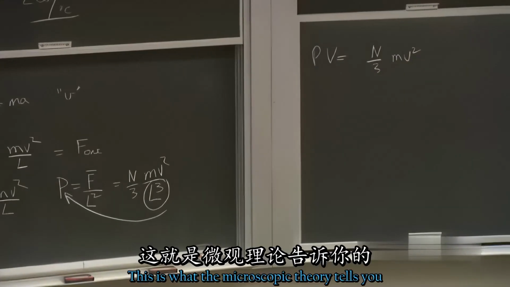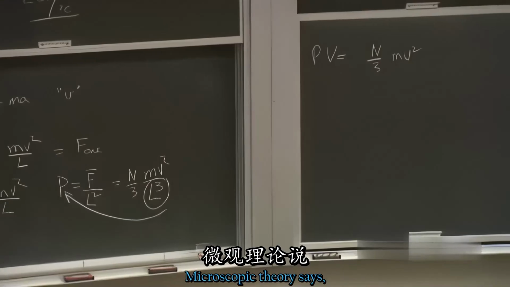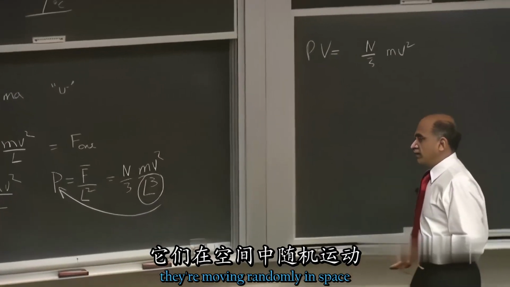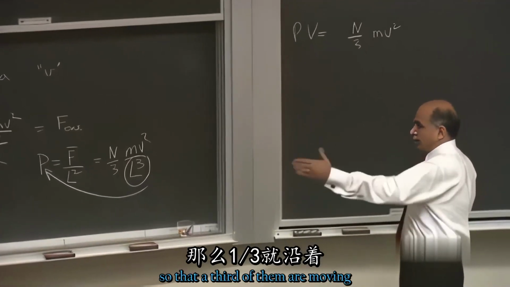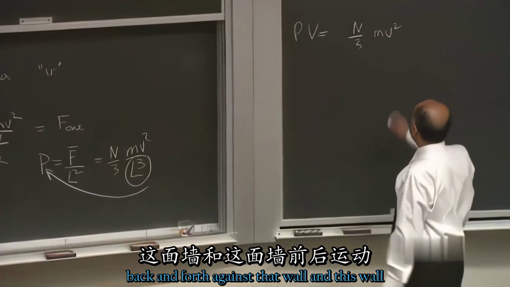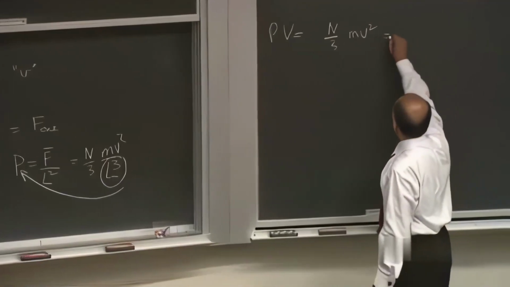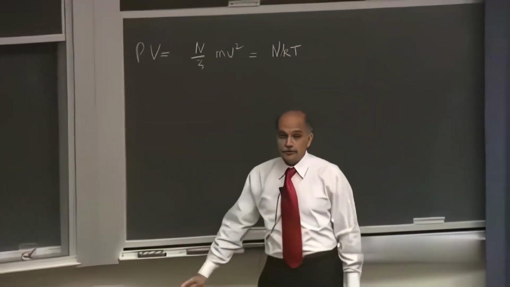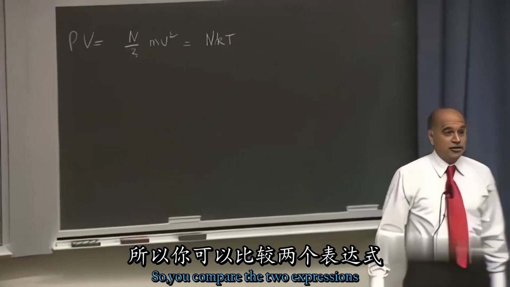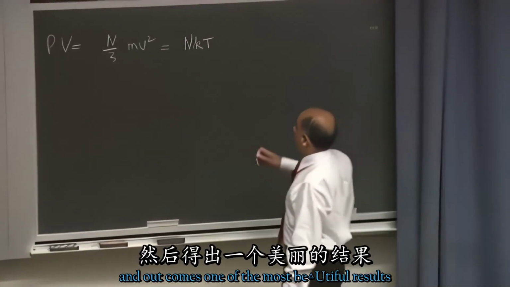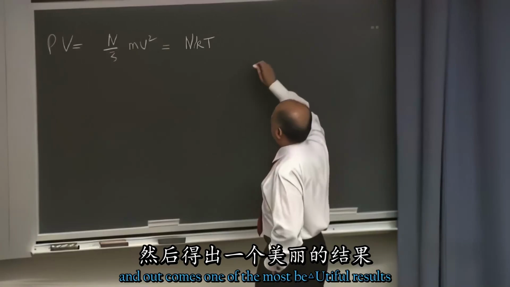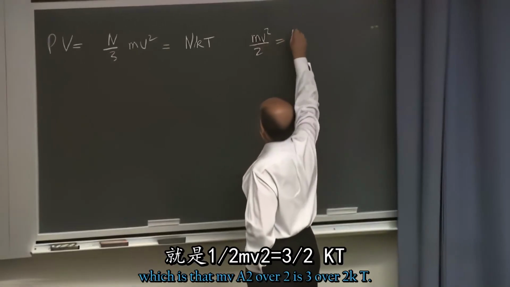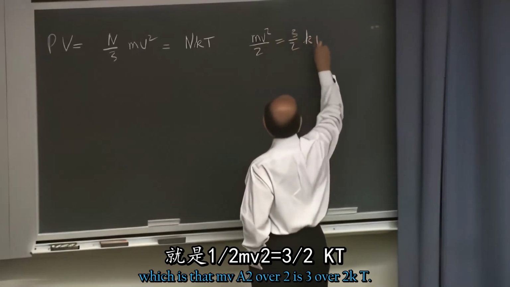This is what the microscopic theory tells you. Microscopic theory says if your molecules all have a single speed, they're moving randomly in space, so that a third of them are moving back and forth against that wall and this wall, then this is the product PV. Experimentally, you find PV is equal to nkt. So you compare the two expressions, and out comes one of the most beautiful results, which is that mv squared over 2 is 3 over 2 kt.